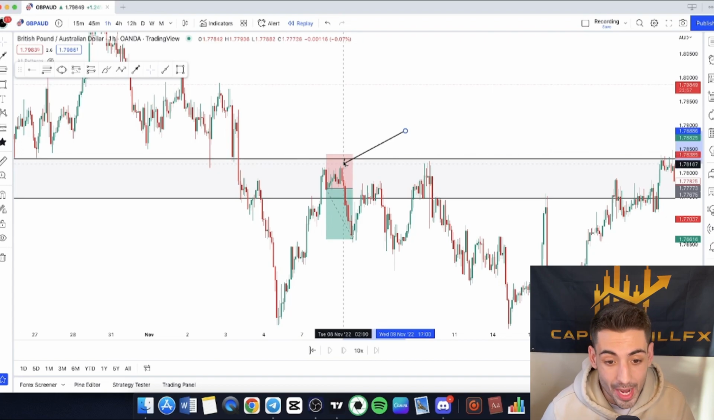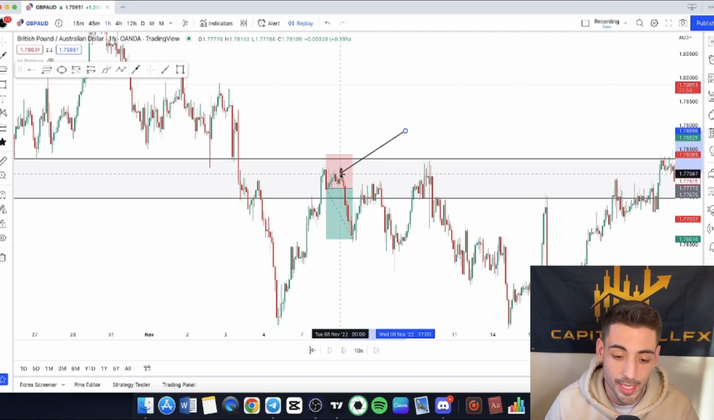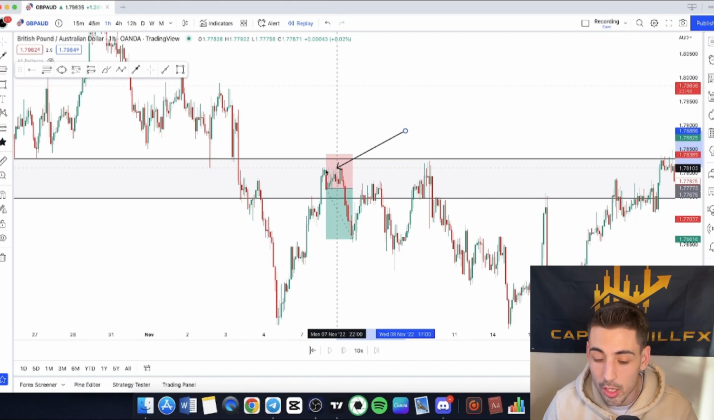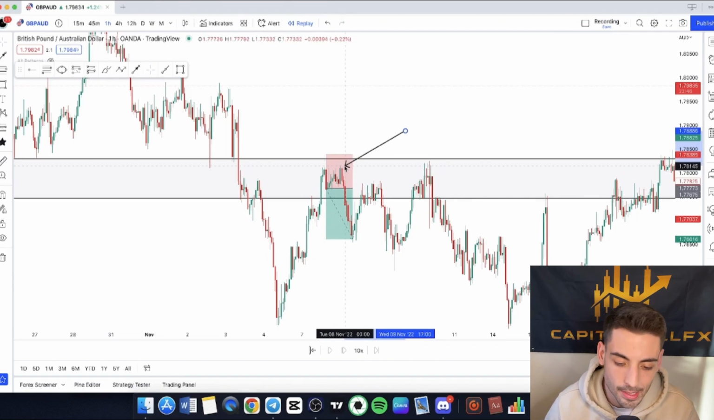A lot of people would exit this trade because of their emotions. They see that they're in drawdown and they just instantly get out of the trade. You need to be very patient with your trades, especially if they just keep testing the zone and they're not closing past the zone. There's no reason to exit the trade.